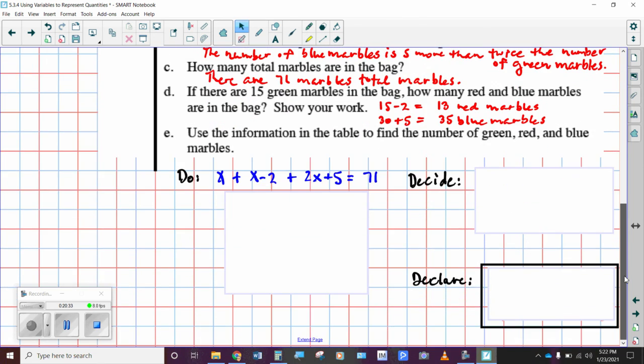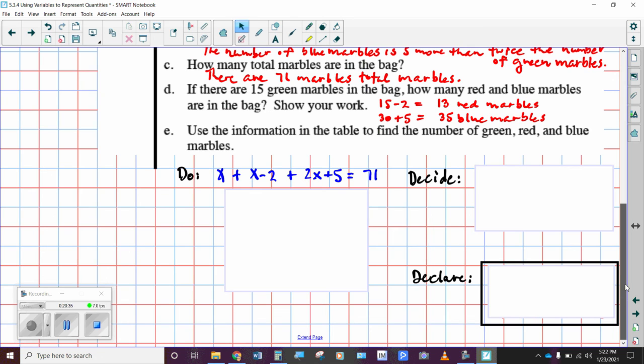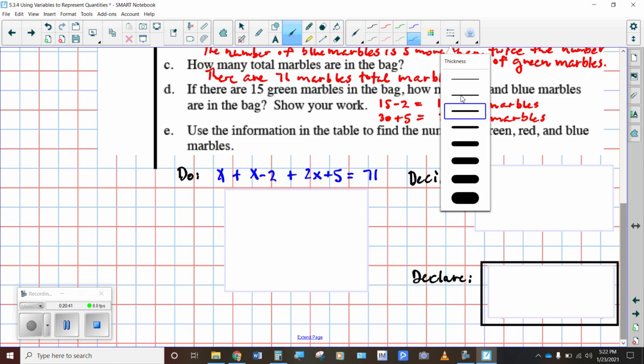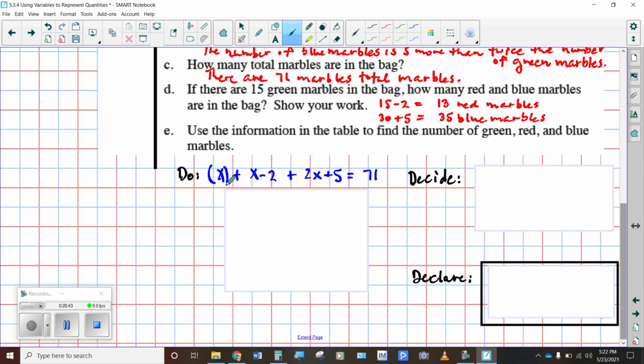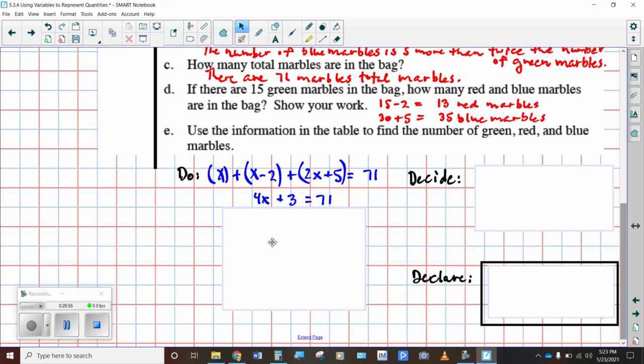So now we are going to finish the process, but we're going to do it algebraically, okay? So let me go ahead and highlight or make the parentheses here. This would be the number of green marbles. This is the number of red marbles, and this is the number of blue marbles. When you add all those marbles together, we're supposed to get 71. So our first step is to combine like terms to get 4x plus 3 equals 71.